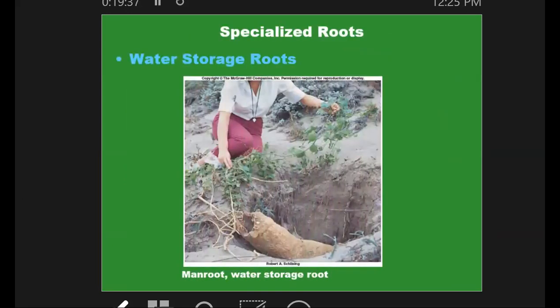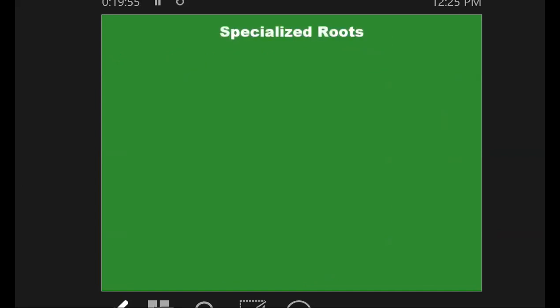This is a manroot plant, and they're showing the huge roots that have basically been really enlarged for water storage more than anything else. And so, very, very interesting.